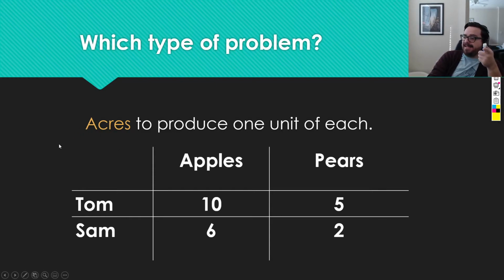And acres, land, is a resource. Remember that your resources can be a lot of different things. So in this case, the resource is acres. A good thing to do here when you're copying down the table is to scribble, hey, this is 10 acres and 6 acres. Not 10 and 6 apples. It's 10 and 6 acres to make one barrel of apples.